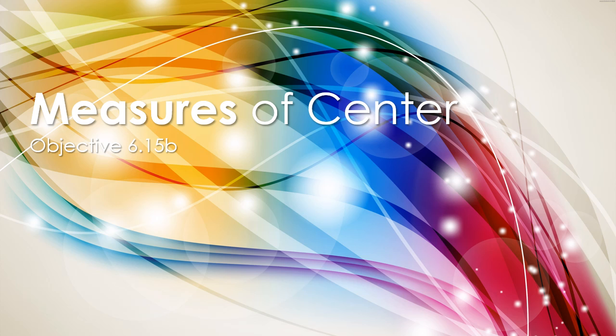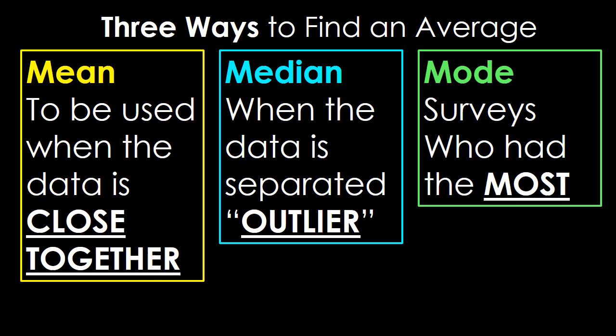In this edition of Mr. Peterson Presents, we're going to talk about how to choose which measure of center is the best in a given situation. There are three ways to find the average or the measure of center, and you know these as mean, median, and mode.